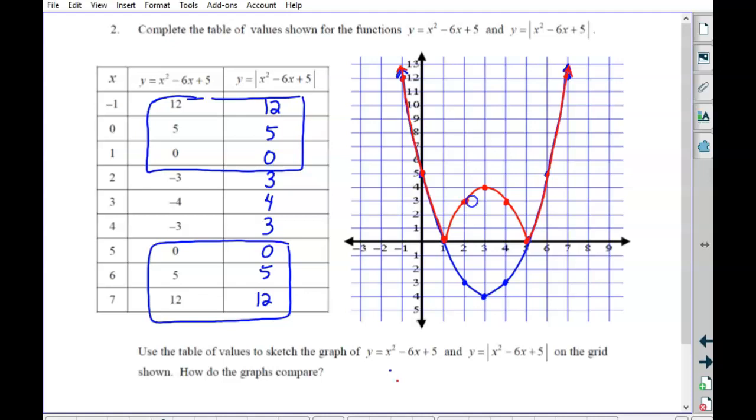I didn't have to look at my table of values, but you could have. Anything above stays, this reflects up.